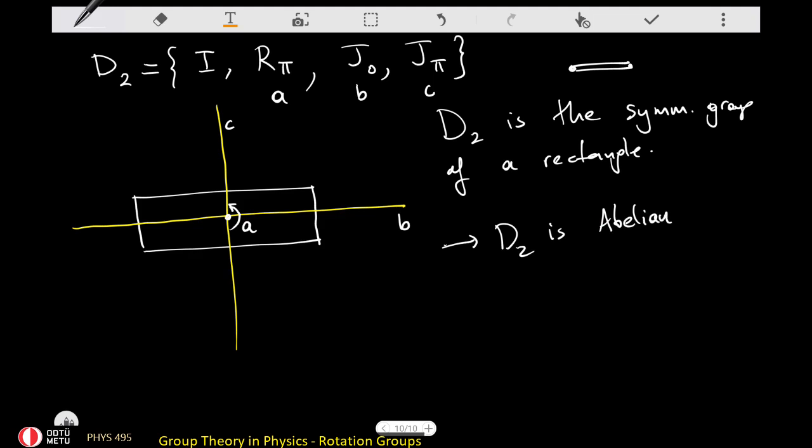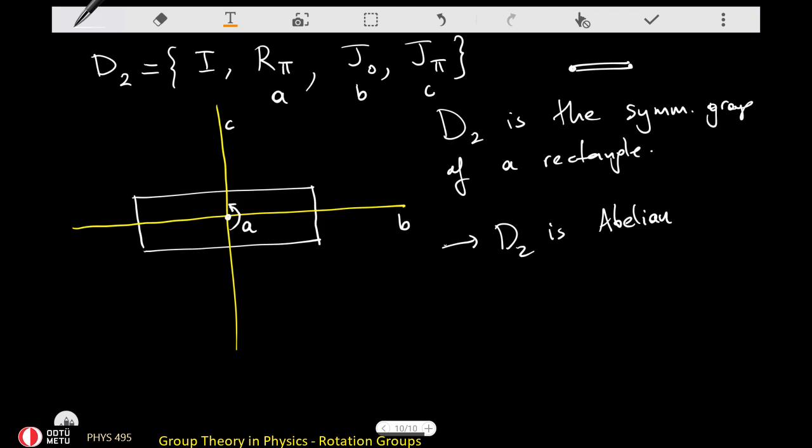So it's the example of a dihedral group which is abelian. So at least for D2, it is an abelian group, and D1 is also abelian. But D3 and higher order dihedral groups are all non-abelian.